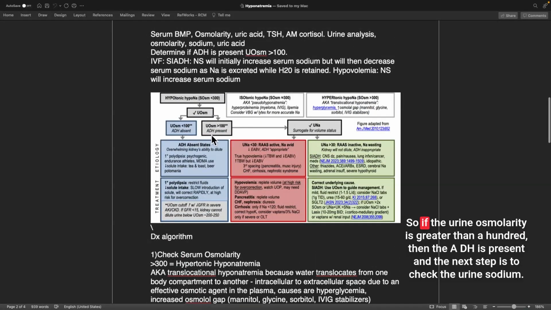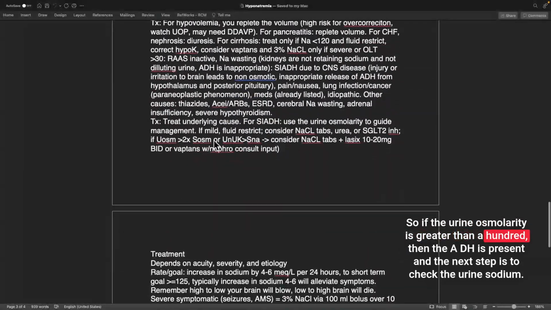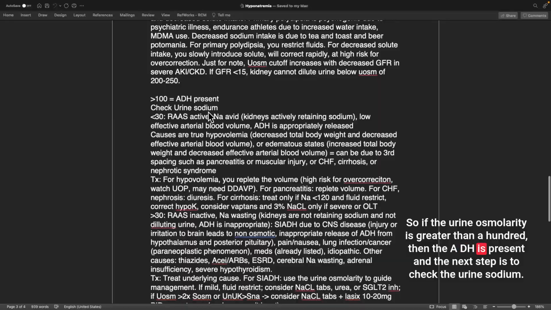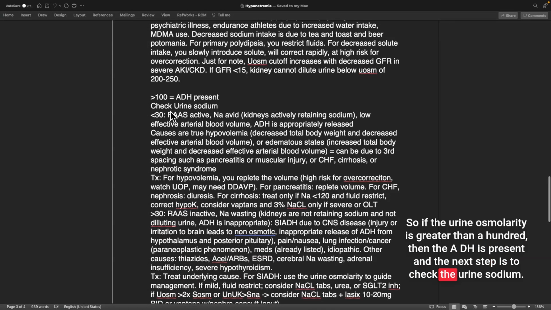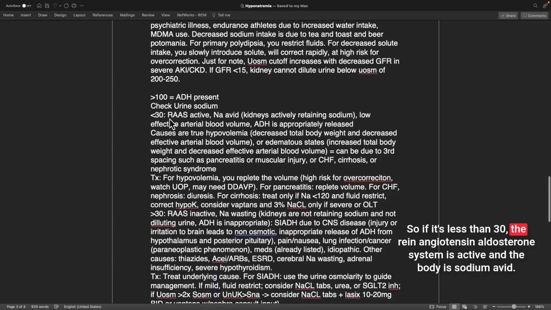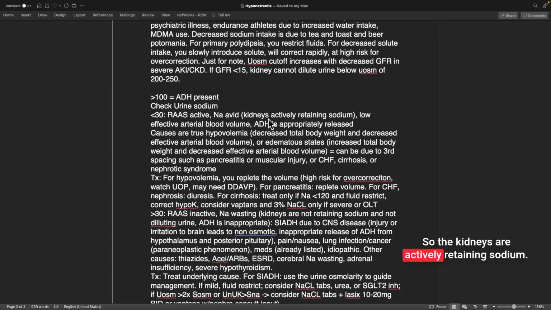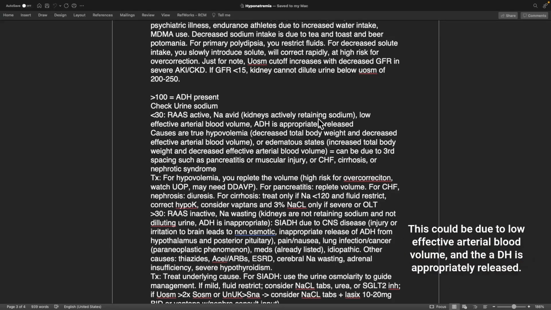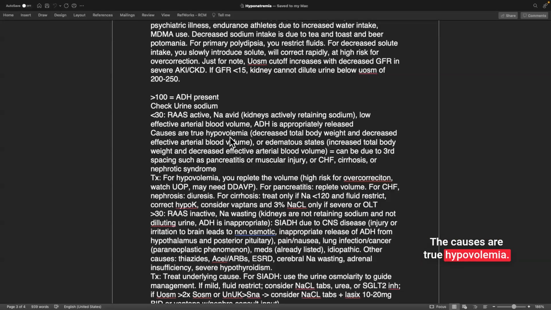So if the urine osmolarity is greater than 100, then the ADH is present, and the next step is to check the urine sodium. So if it's less than 30, the renin-angiotensin-aldosterone system is active and the body is sodium avid, so the kidneys are actively retaining sodium. This could be due to low effective arterial blood volume and the ADH is appropriately released. The causes are true hypovolemia.